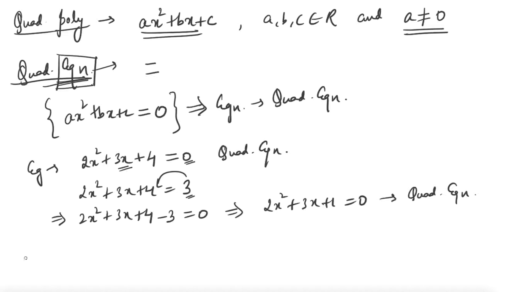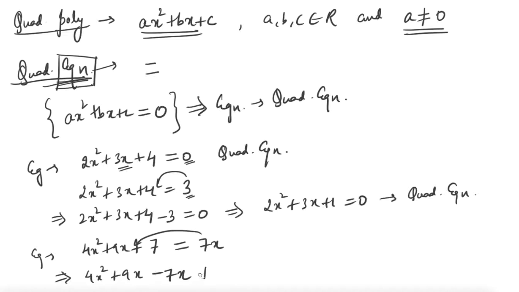For example, I'll take one more example. Say 4x square plus 9x plus 7 is equal to say 7x. Now I can write this as 4x square plus 9x minus 7x, when I take this 7x to this side, and plus 7 equals 0. Hence my quadratic equation becomes 4x square plus 2x plus 7 equals 0.